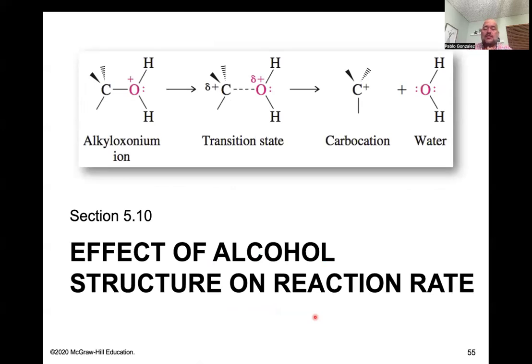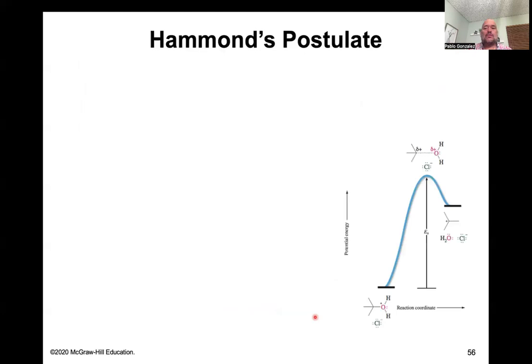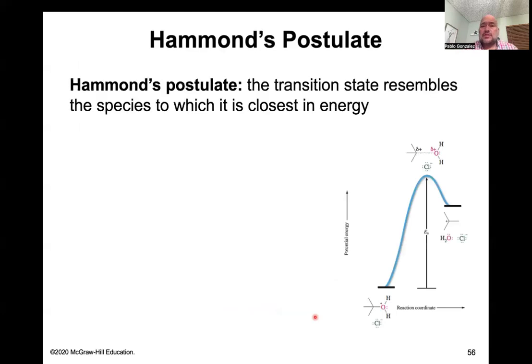Also, we're going to learn how the structure of the alcohol can affect the reaction rate. We have learned that the more stable the carbocation, the faster the reaction. So now, what about the structure of the alcohol? Hammond's postulate says that the transition state resembles the species to which it's closest in energy. I told you before that between the two intermediates we have this peak, this crest, and at this crest we always have a transition state, which represents those bonds that are forming and those bonds that are being broken.